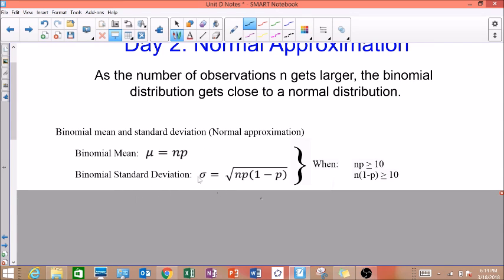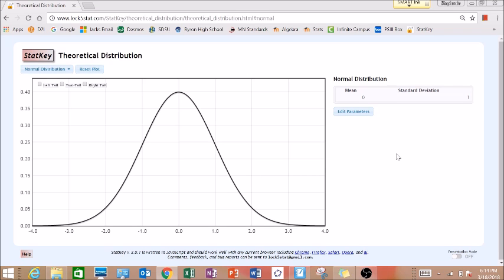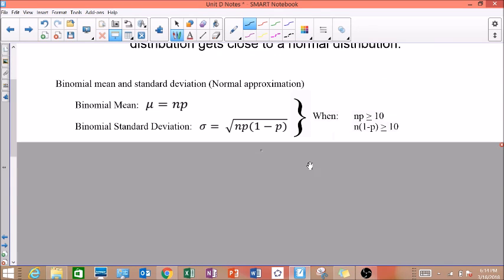And then the standard deviation is sigma equals the square root of n times p times 1 minus p. And when we calculate those two numbers, we will be able to input them into StatKey and use this curve to find probabilities.